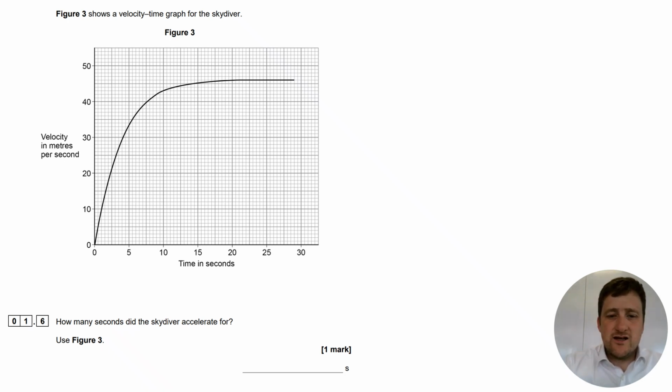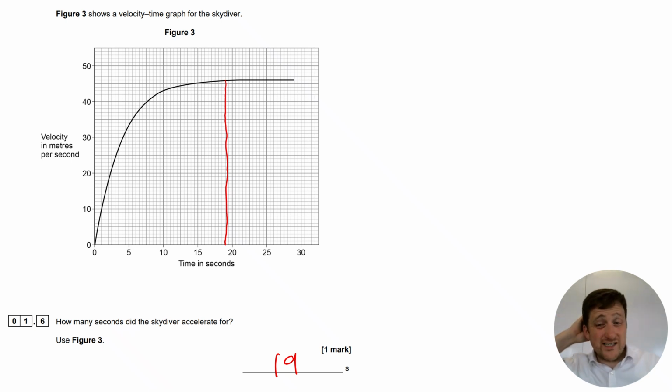Because that is the point at which he stops accelerating, and we could say 20, I think it's just before 20. It's probably more like there, which is potentially 18, 19. I'm going to say 19 seconds, but in reality, for a question like this, there is a little bit of a range. It can be anywhere between 18 and 21 seconds, because there is a bit of a range as to how you read that graph.